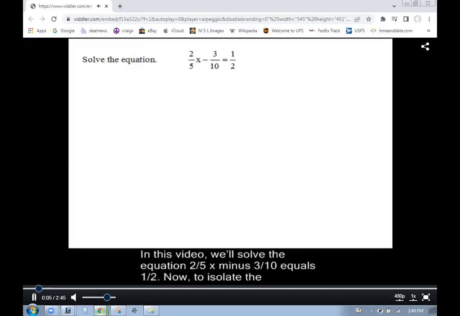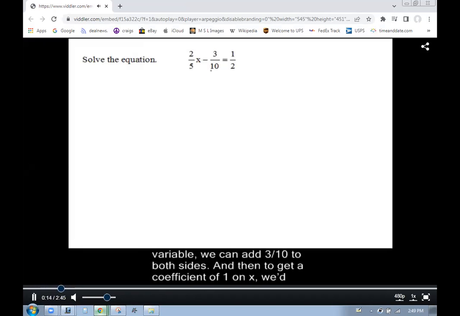In this video, we'll solve the equation 2/5 x minus 3/10 equals 1/2. Now, to isolate the variable, we can add 3/10 to both sides, and then to get a coefficient of 1 on x, we multiply both sides by the reciprocal of 2/5, which is 5/2.